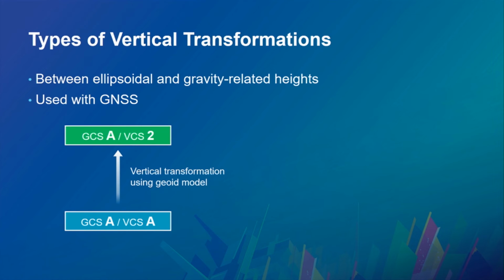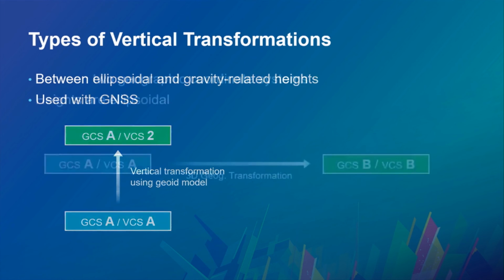So we've got a couple different types of vertical transformations. The one I already showed was between ellipsoidal and gravity-related heights. So in this case, we start at the blue box in the lower left corner. We're going to go from GCS A, VCS A, that's ellipsoidal, to GCS A, VCS 2, where I'm switching from ellipsoidal to gravity-related. And that could be done using, for instance, a geoid model, which models that offset between those two surfaces.